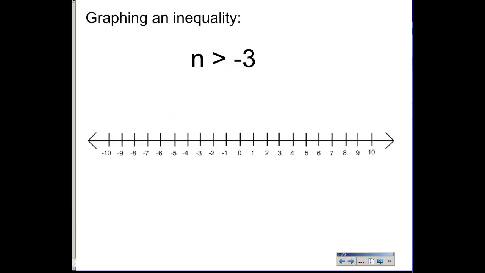Graphing. So here we've gone ahead and put a variable in there. And notice that the inequality is opening towards the n, the variable n. What that means is all values of n are greater than -3. So what we do is we find -3 on the graph. And we're going to go ahead and put an open circle there, and that's our starting point.